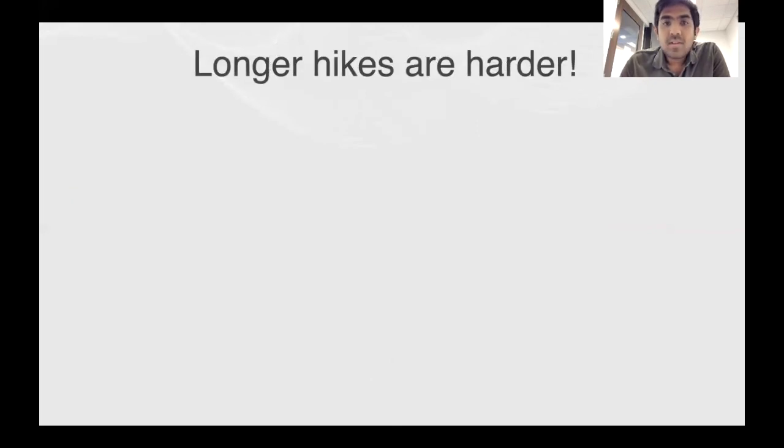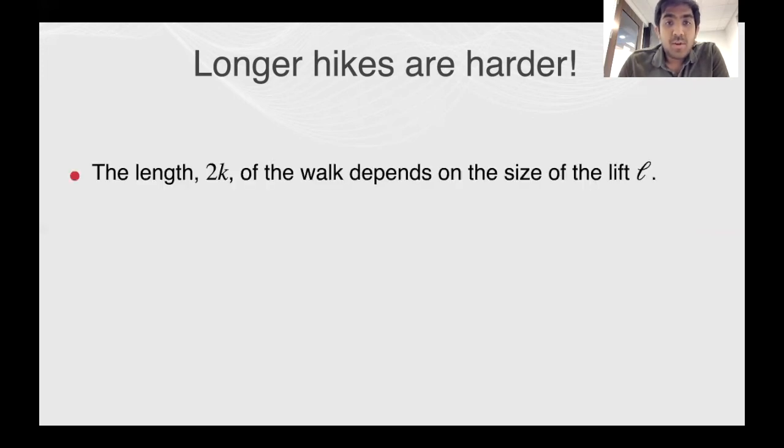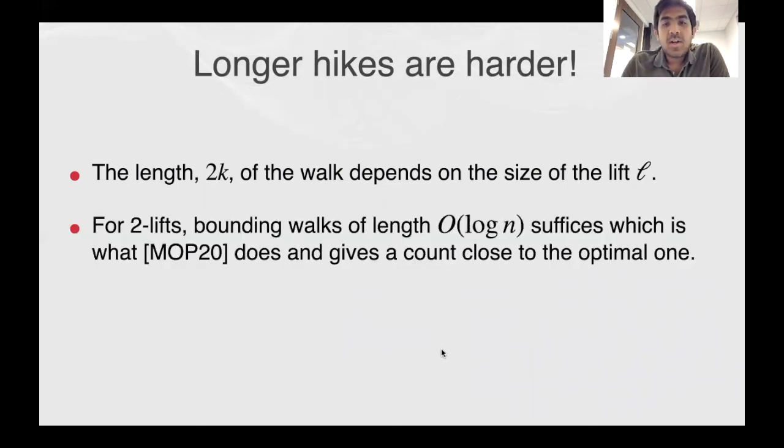And note that here this method works for any k. However, for multiple reasons, there are certain constraints. So the key controlling parameter is the size L, right? So how much of a lift you want dictates more or less how long you need to walk, or how long of a walk you need to compute the hikes for. So in MOP's work, they focus on 2-lifts. So it suffices to bound walks of length log n. And for such length walks, they give an optimal count.